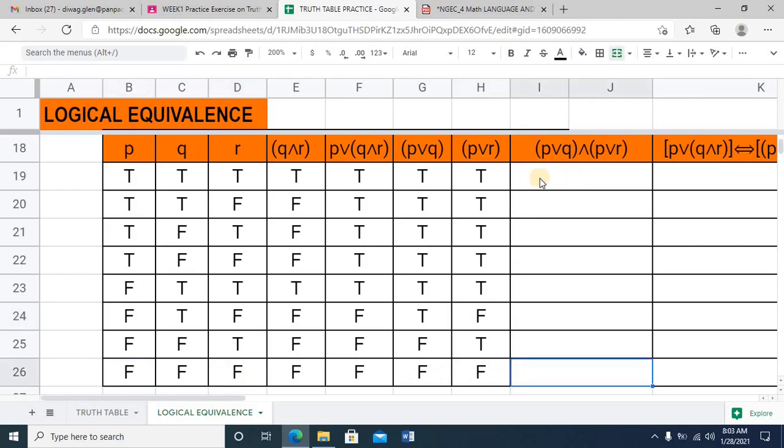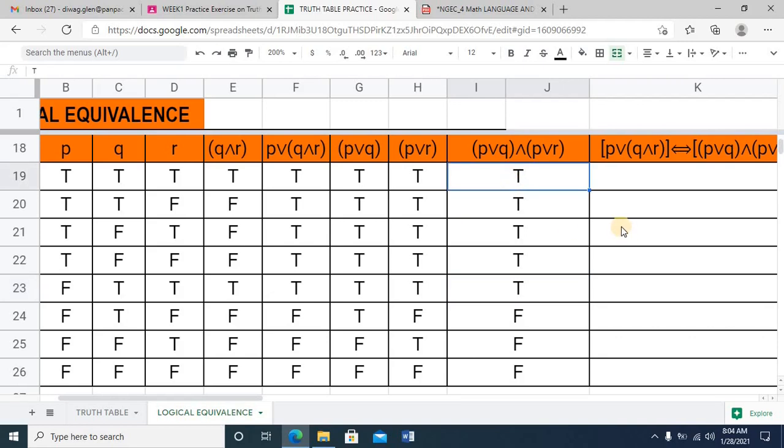Okay, I'm done. Now we combine these two columns using conjunction AND. And this is an AND statement, so both propositions should be true to become true. So this is true and true, so that's true. True, true, that's true. True, true, true, true, so this is true and true. Then the remaining should be false.